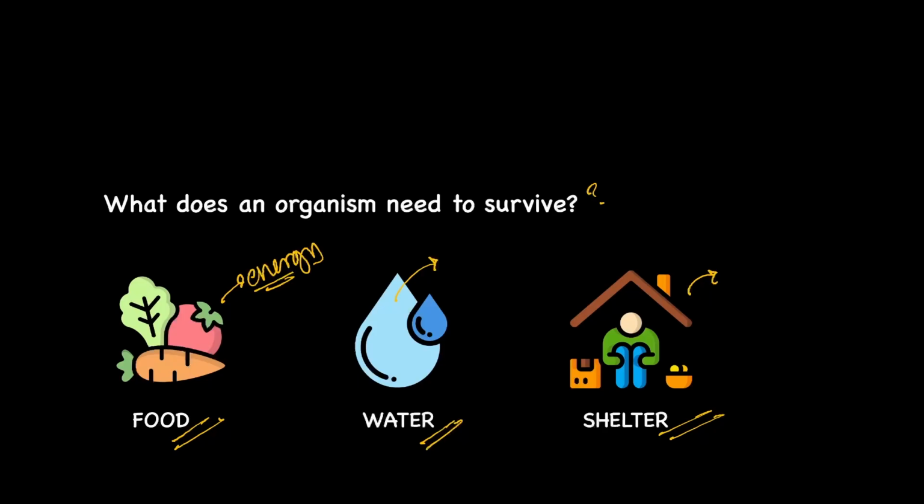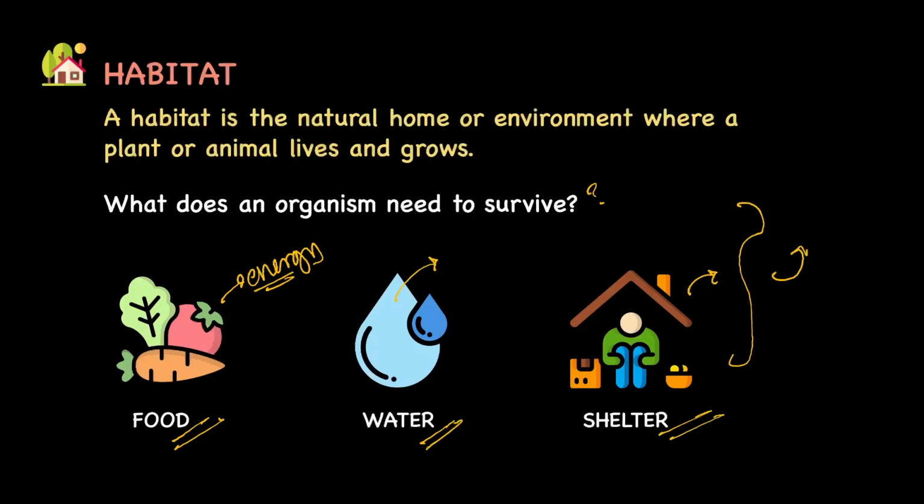Now, when you think about it, this is our home, right? Our home is where we get our food, it's where we get water to drink, and it's also a place where we can rest and protect ourselves. So, naturally, animals also stay in places where they can get all of these things. And this special place is their home or their habitat. So, a habitat is the natural home or the environment where a plant or an animal lives and grows.